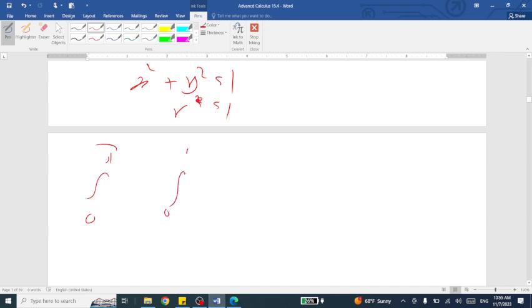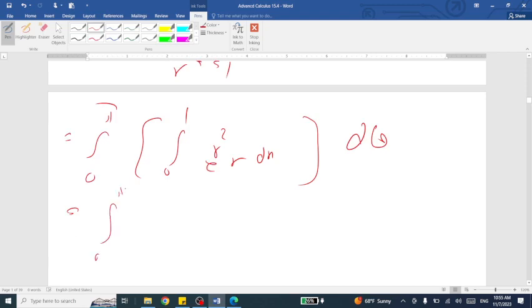But this is from 0 to 1, e to the power r squared, r dr. You know what I mean, outer and inner. 0 to pi. Right? Then it becomes e to the power h.